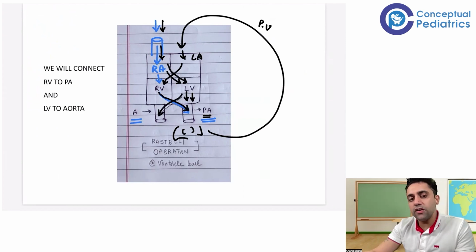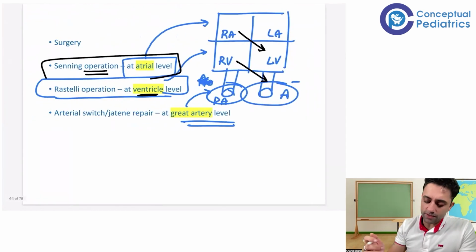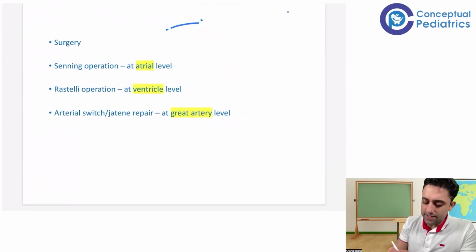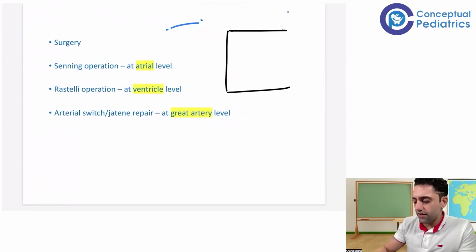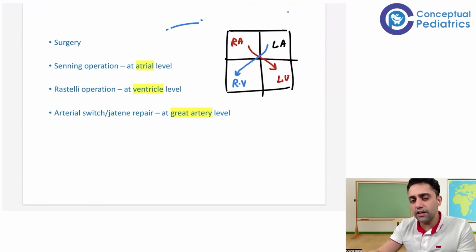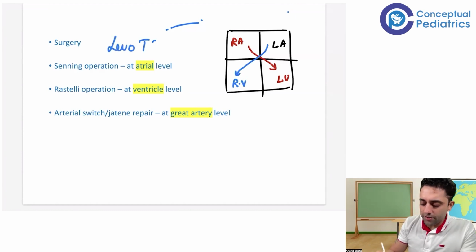So that's why we call it the ventricular level. I hope you understood now. Senning operation is almost like a Levo-TGA. Can I say that? In the Senning operation, which is done at the atrial level, I connect my right atrium to the left ventricle and the left atrium to the right ventricle. So don't you think this almost looks like a Levo-TGA? This looks like a congenitally corrected TGA, yes or no?